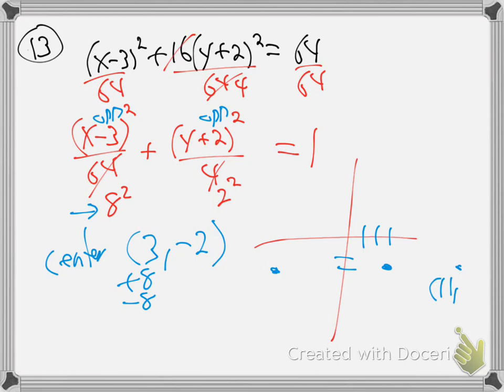Add 8, that would be 11, negative 2. Subtract 8, that would be negative 5, negative 2. You okay with those two? I'm just adding 8: 3 plus 8 is 11. Subtracting 8, 3 minus 8 is negative 5. Is that good? And I don't really care how high it goes.